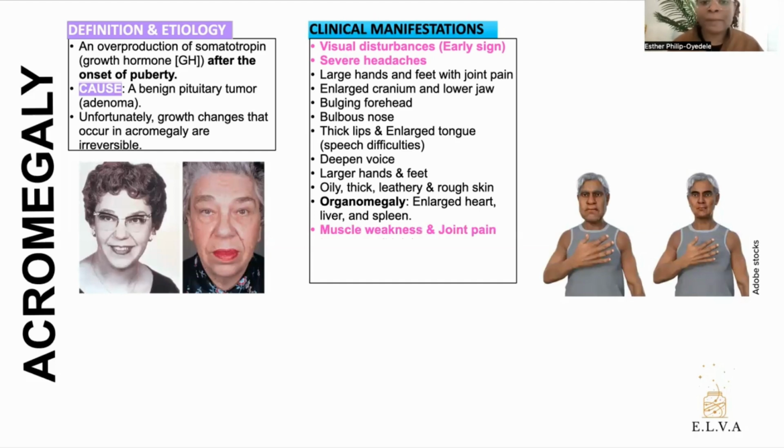Again, muscle weakness and joint pain. For the male, they might have impotence, and for the female, we might have some amenorrhea. Amenorrhea is they are not seeing their menstruation. That could happen. Now, how do we manage this?